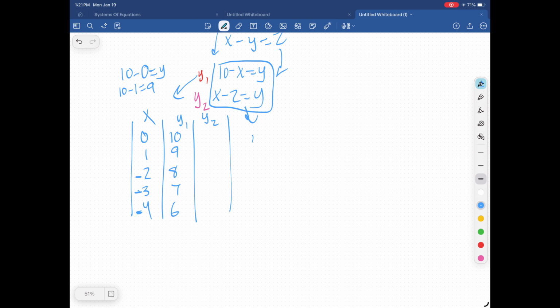Now for our y2, we have x minus 2 equals y. So 0 is going to be negative 2, 1 going to be negative 1, and 2 is going to be 2 minus 2 equals 0, and that's always going up by 1, so we have 1 and 2.